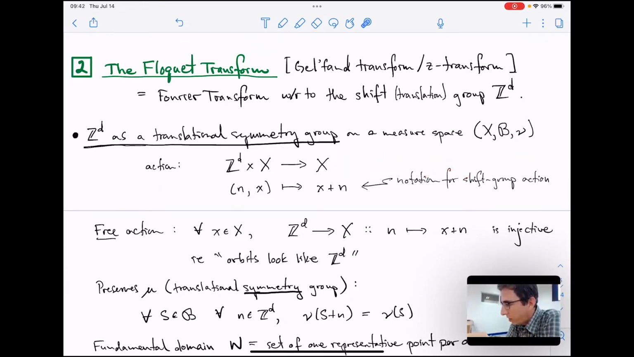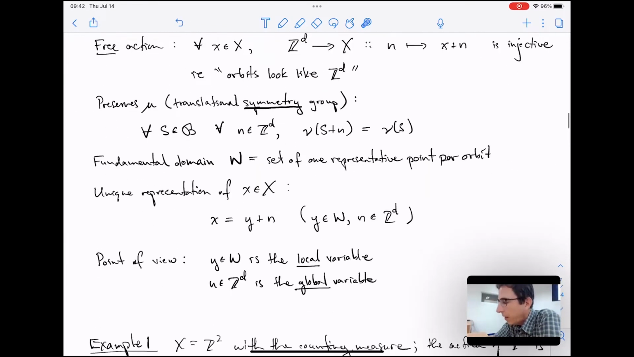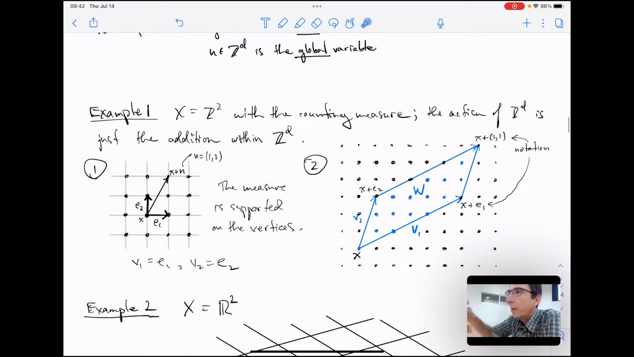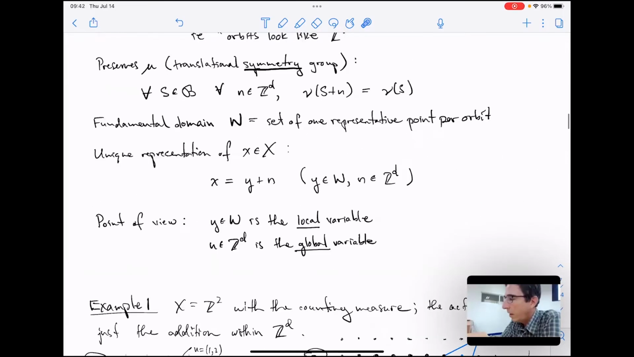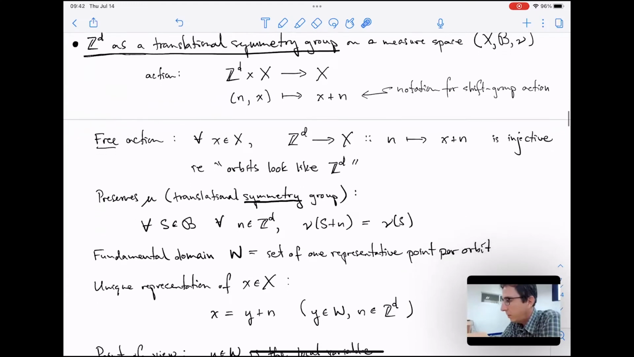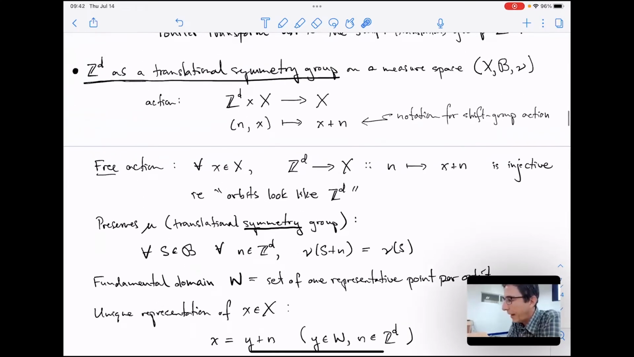So this will be a little abstract for the first part, but then I'm going to show you these examples so you'll understand. So this just means the shift group is acting on the points of the underlying space. Since it's an additive group, we like to do plus N instead of N dot, because it feels better to keep the additive nature of it. So that's the notation for the shift group action.